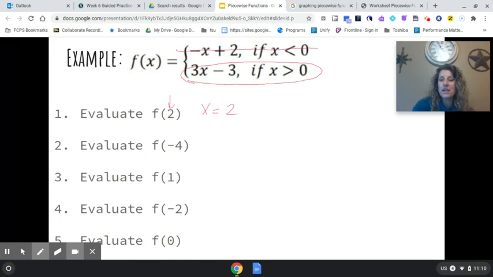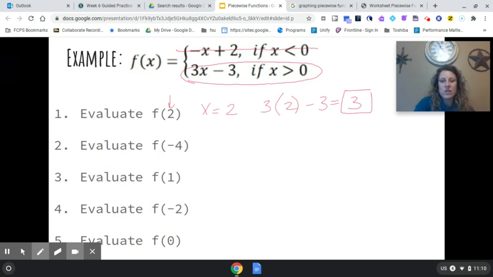So I'm going to plug a value of 2 in for x. That would say 3 times the x value of 2 minus 3. 3 times 2 is 6, and 6 minus 3 gives us 3. So when we have an input of 2, we would have an output or a y value of 3.